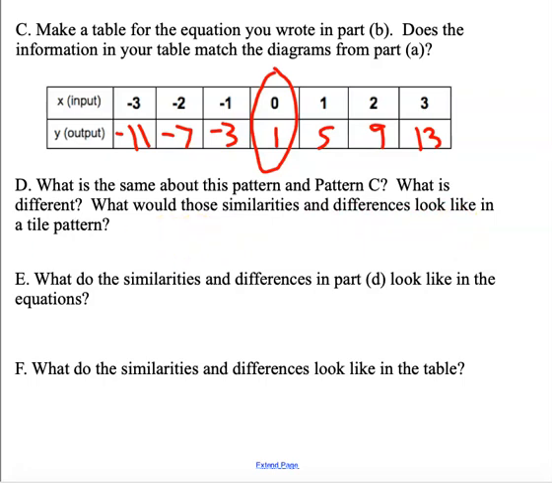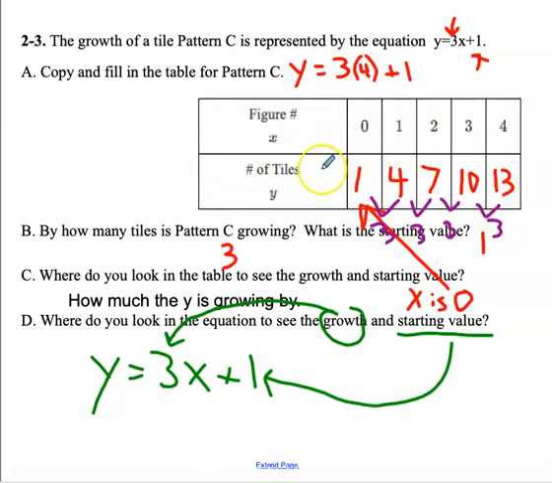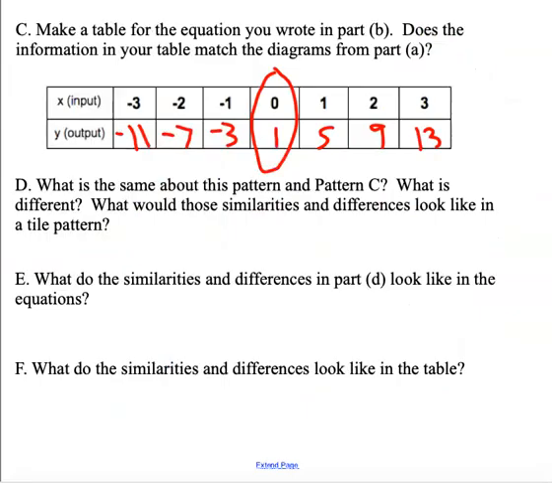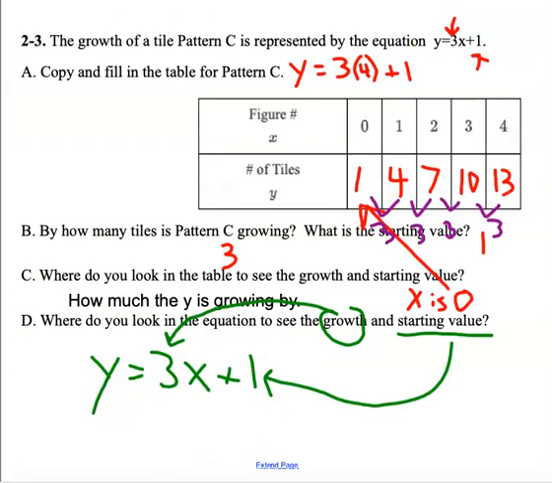So what would those similarities and differences look like in a tile pattern? It just means that this tile pattern right here is growing faster than if we were to draw out this tile pattern. Because this tile pattern would only grow by 3 each time, where this tile pattern would grow by 4. So what do the similarities and differences look like in the equation? Well, let's look.